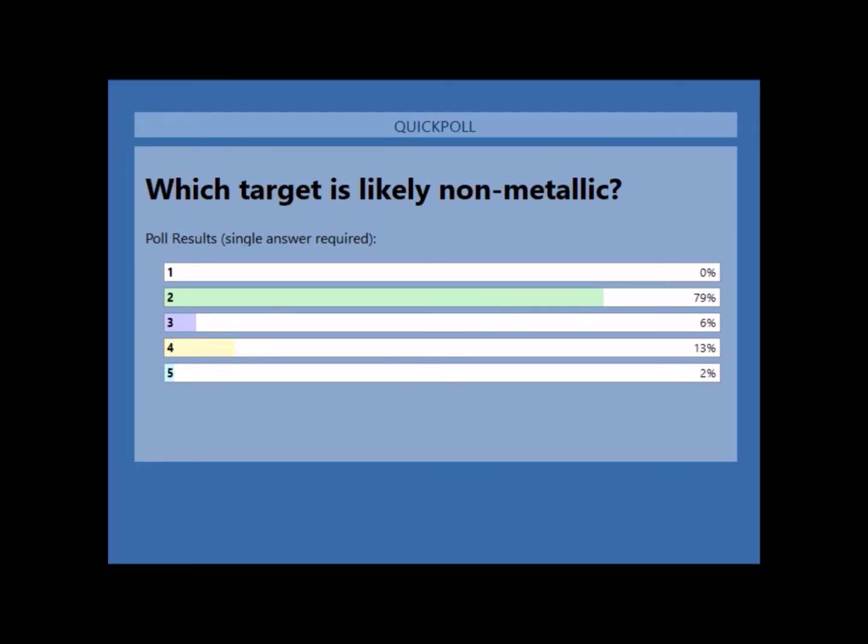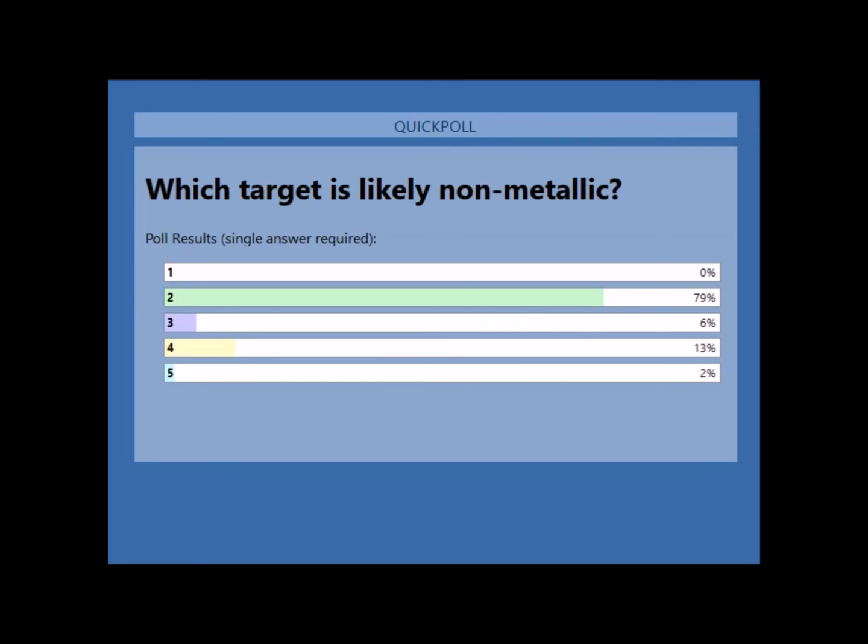The correct answer is number 2. Number 2 is likely non-metallic, and the reason is all the other targets are at the same depth, and therefore the signal attenuation is assumed to be the same for each one. Target number 2 is clearly a weaker response, which can really only be explained by composition.